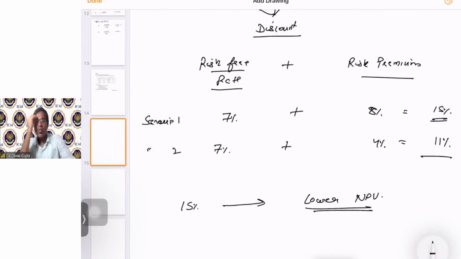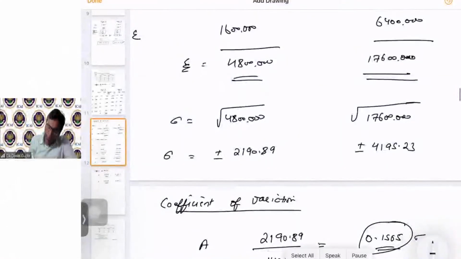Now, Krishna was asking about the square root of 48 lakhs. How have we calculated 2190.89? So on your simple calculator itself, there is a square root option. You can press that and arrive at what the value is. So this 48 lakh square root will give you, from the calculator itself, the under root value. Okay.